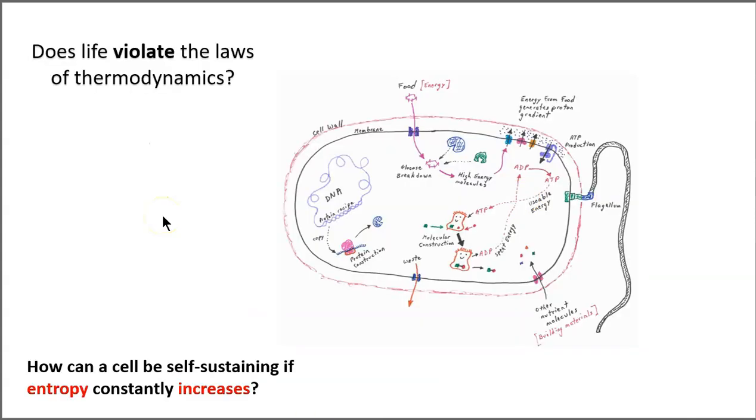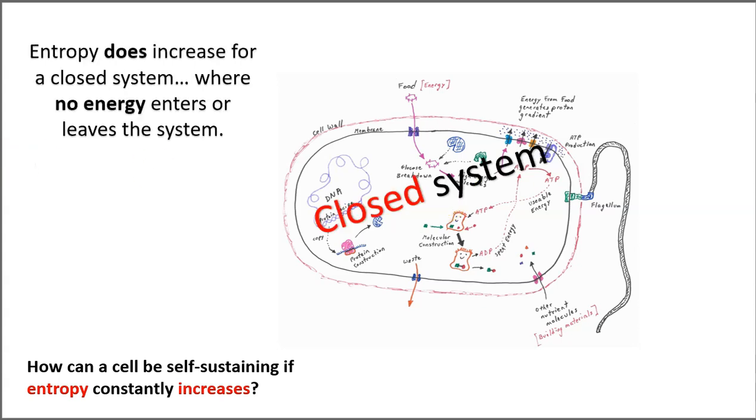In the 1900s, there were many religious thinkers who believed that life violated the laws of thermodynamics. After all, how can a cell be self-sustaining if entropy constantly increases? So these religious thinkers believed that only God could explain how life was sustained. God was responsible for creating and sustaining life, because otherwise life appeared to violate the laws of thermodynamics.